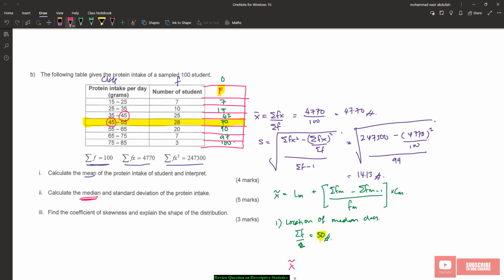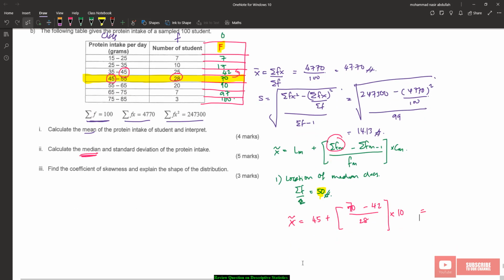So now we can calculate the value of median. The lower class boundary is 45 plus, and the cumulative frequency of the median class is 70, right? Minus the cumulative frequency before the median class, which is 42, divided by the frequency of the median class, 28, multiplied with class size. Class size is equal to 55 minus 45, which is 10. So can you do the calculation? It should be equal to how much? 50? 55. 55, very good. Right?